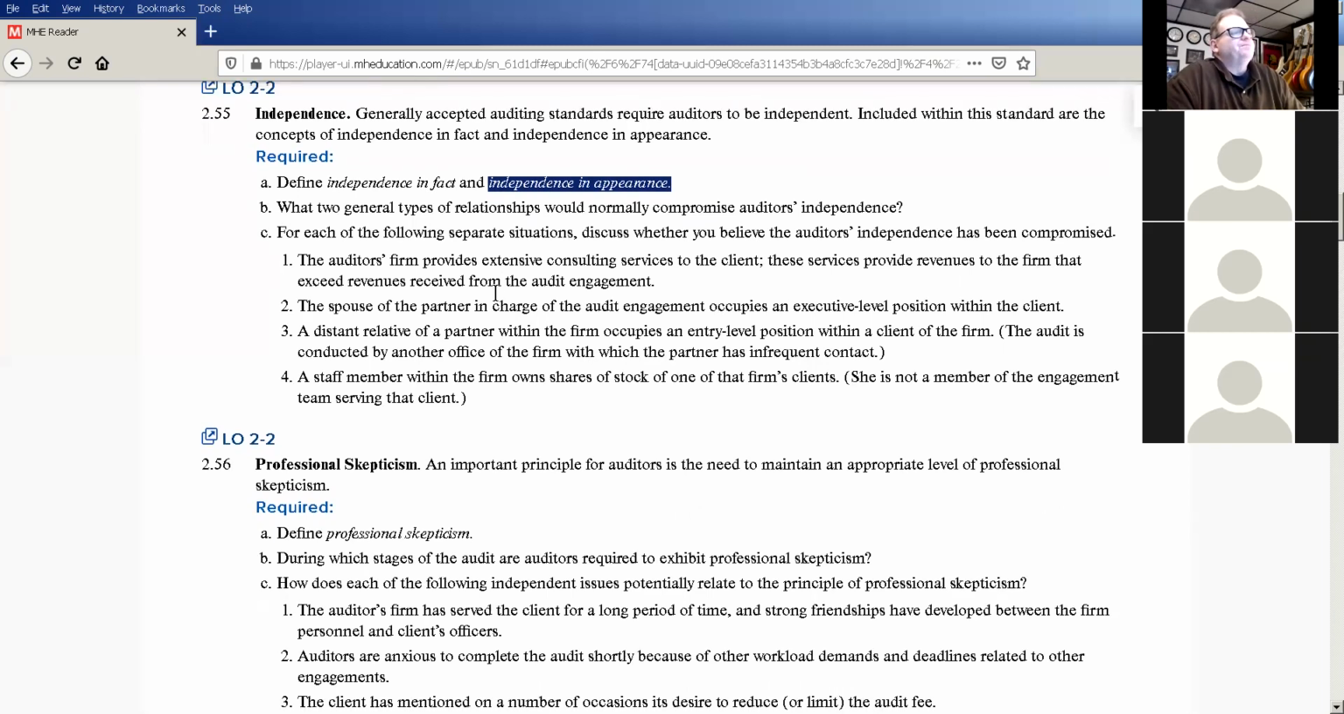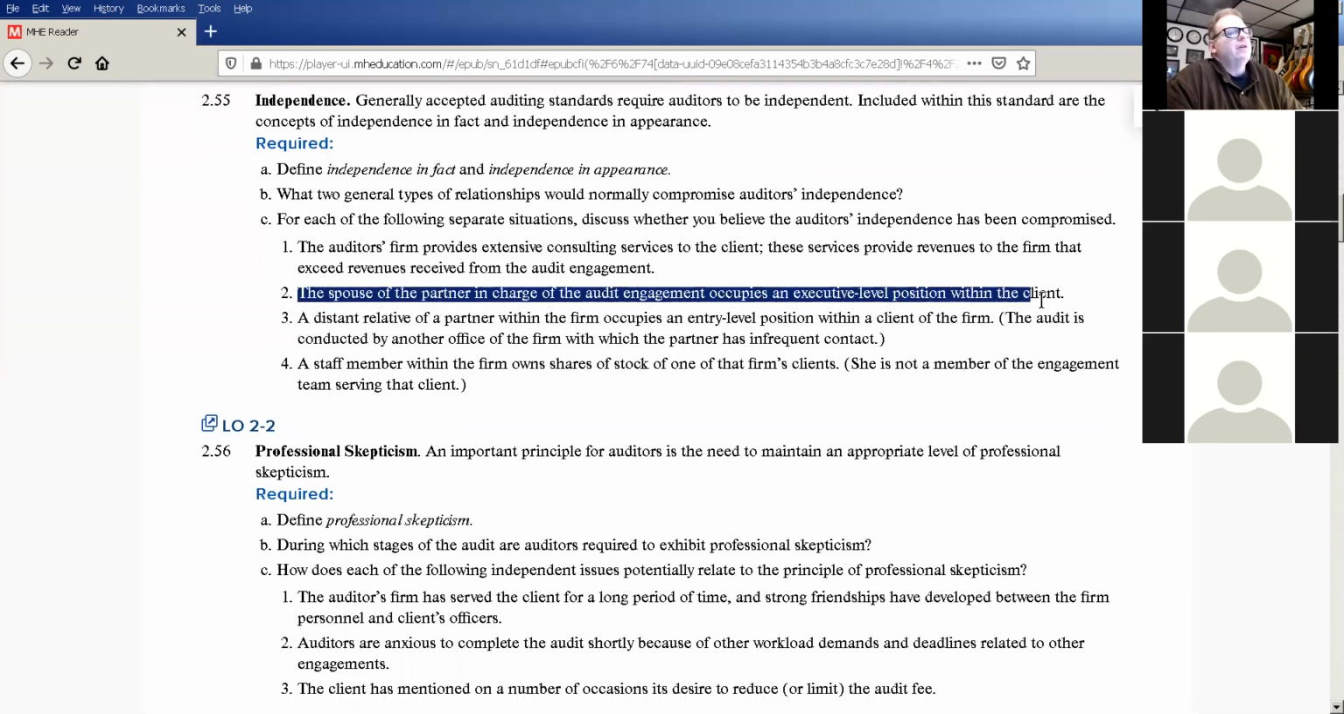Okay, let's go to number 2. The spouse of the partner in charge of the audit occupies an executive position within the client. Does that compromise independence? Yes, that's an absolute yes. An executive-level position is a key position, and you cannot have relatives in key positions with the client. So this is a definite. Number one is kind of a gray area. Number two is a definite. It is a violation.